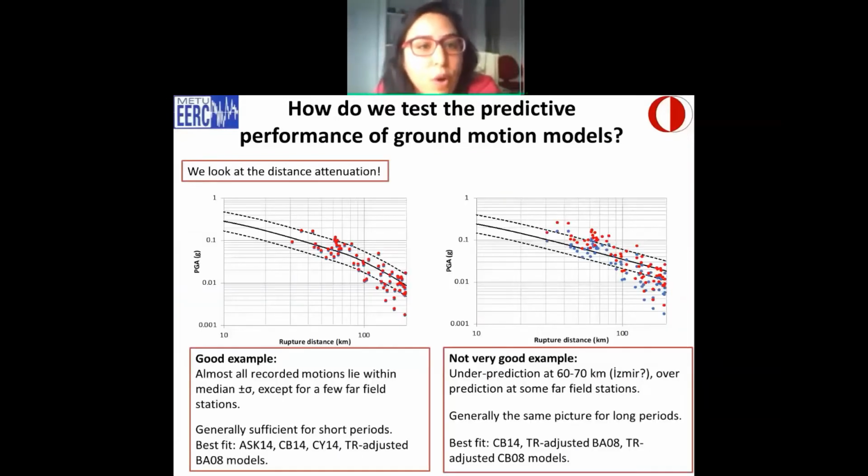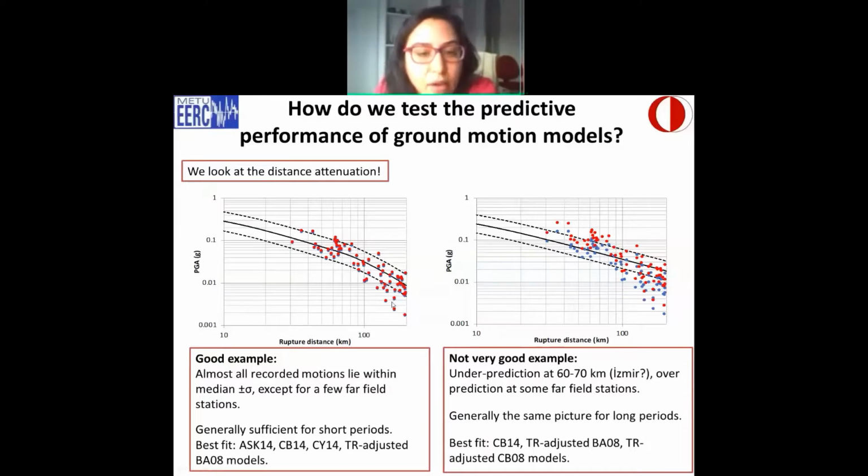Let me move on. The other way that we test the predictive performance of the ground motion models is to look at the distance attenuation. Here are two example plots of distance attenuation. The first example is a good example. In this example, the black line is the median estimation of the model, and the broken lines are plus and minus 1 sigma of that particular model. This is a good example because almost all the recorded motions lie within the median plus or minus 1 sigma, except for a few far-field stations.